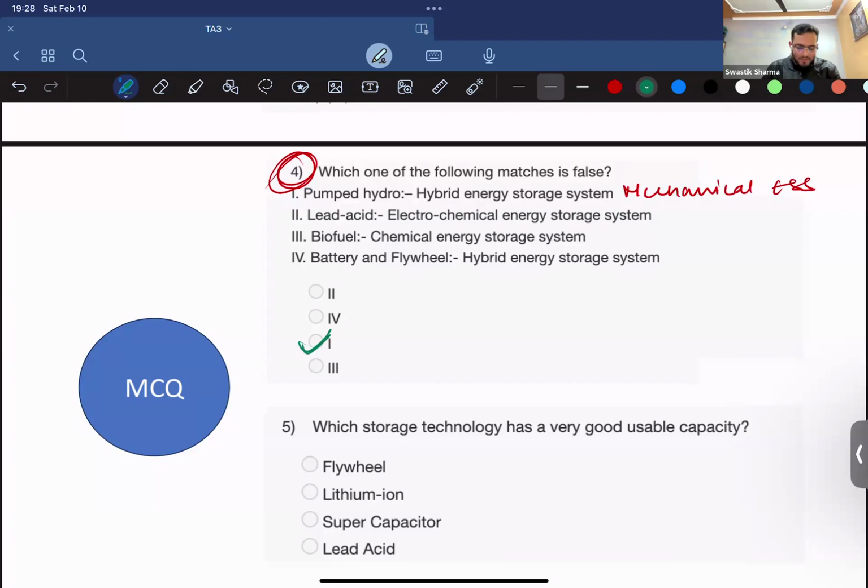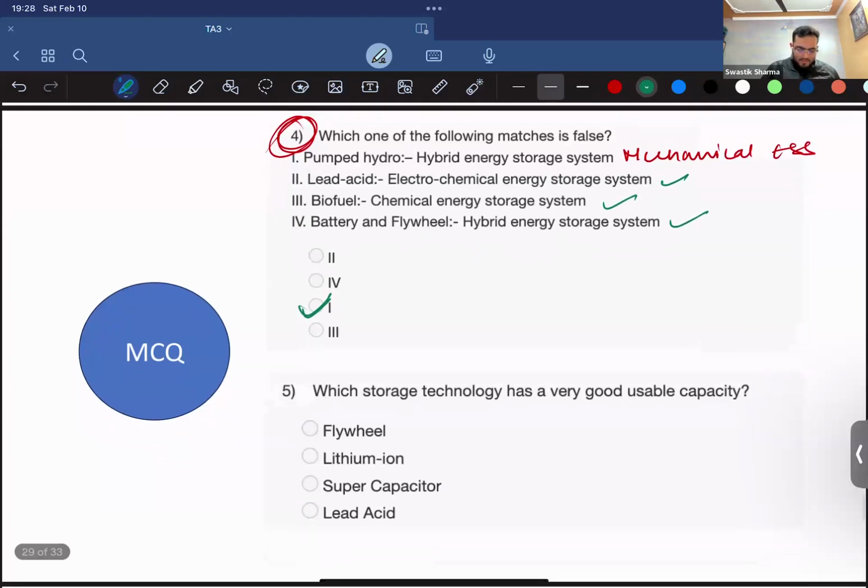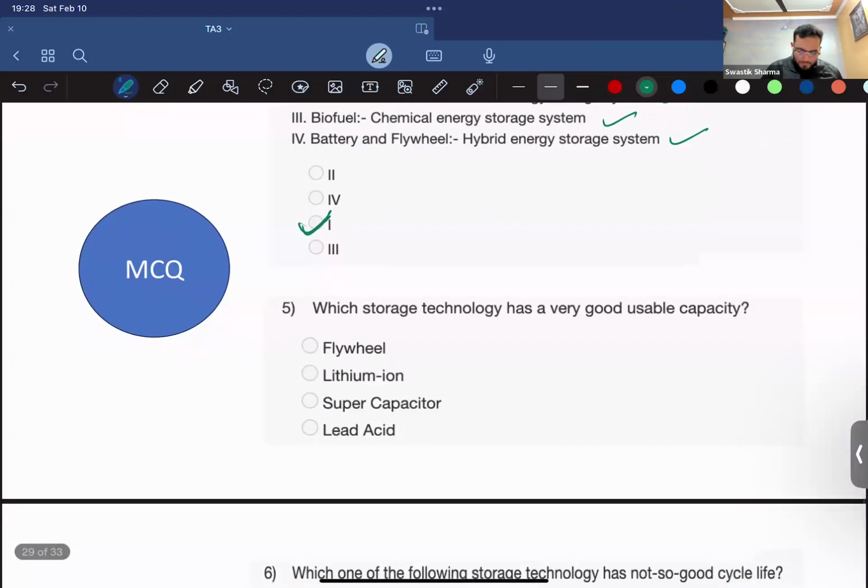Let's go through the next as well. Lead acid is electrochemical, then biofuel is chemical, and battery and flywheel are hybrid energy storage system. So one is incorrect, which is the answer. So the fifth one. Can anyone tell me which storage technology has a very good usable capacity?